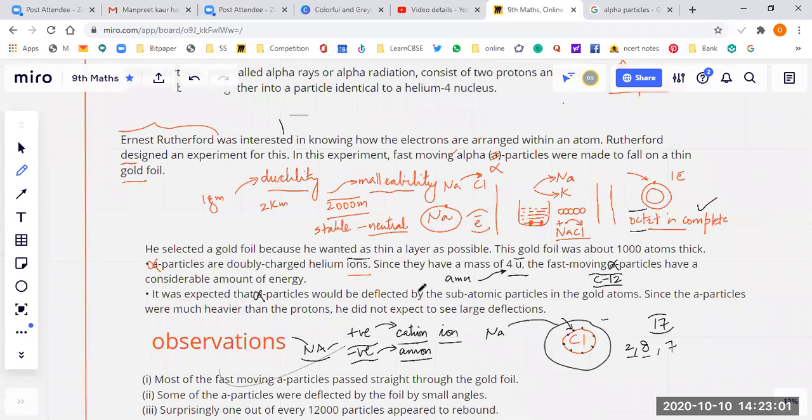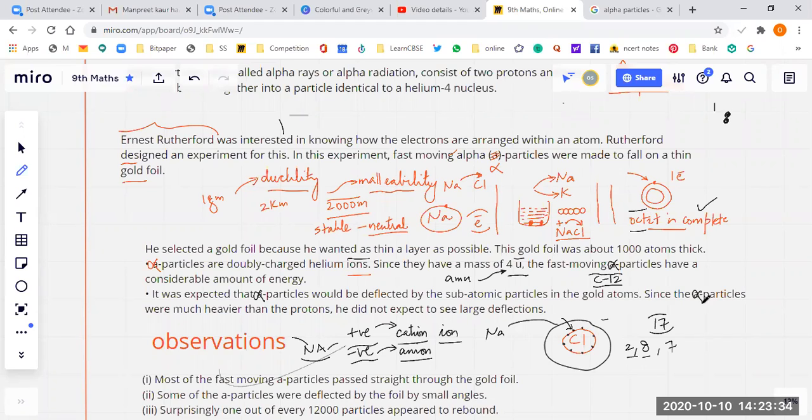Students, give me a second. It says that it was expected that alpha particles would be deflected by the subatomic particles in the gold atoms. Since the alpha particles were much heavier than protons, why are they heavier? Because we have seen one alpha particle means how many protons?